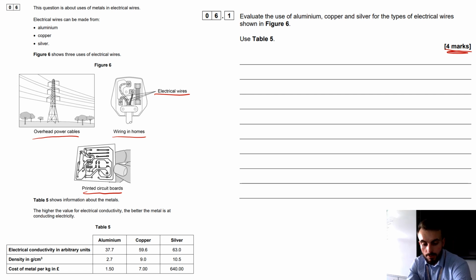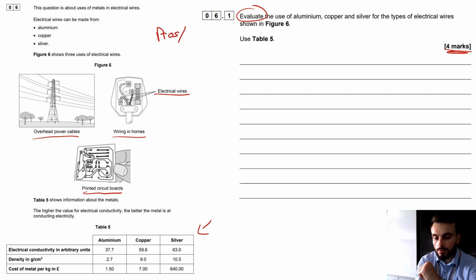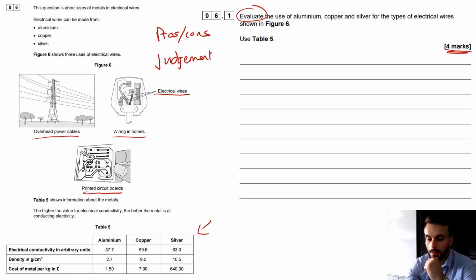Table 5 shows information about them. The higher the value, the better the metal is at conducting electricity. So here is our data. We need to be looking at this data and referencing the picture. It says evaluate the use of aluminium, copper and silver in the types of wires shown in the pictures. Evaluate means you're talking about the pros and the cons. You also need to make a final judgment, your call. So first off, we're just going to state all of the obvious things we can say from this information, and we'll make a judgment at the end.